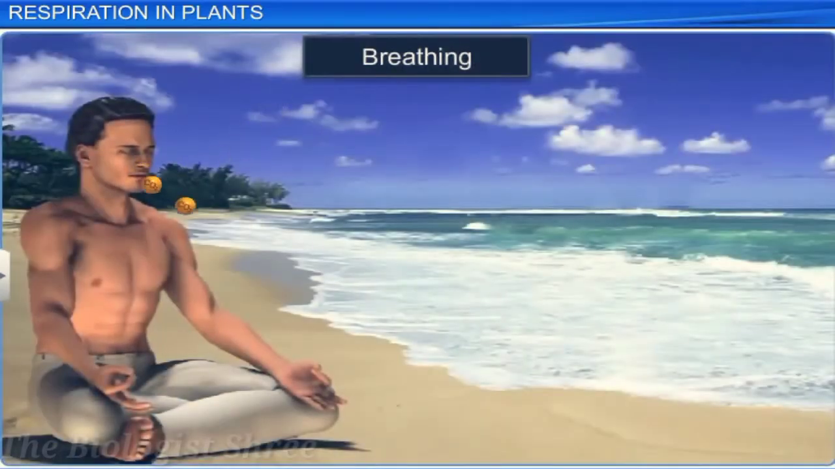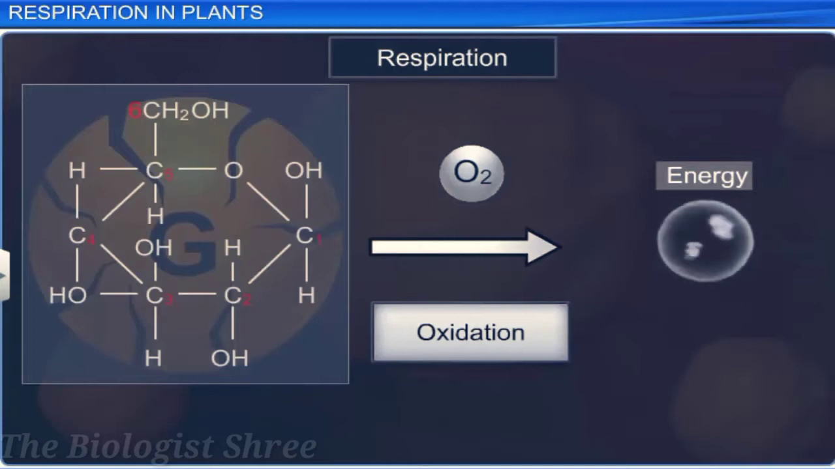The process of breathing is connected to the oxidation of food inside the cells. While breathing involves gas exchange between organisms and the environment, respiration involves the breakdown of the C-C bonds of complex compounds of food using oxygen to release energy inside the cells.